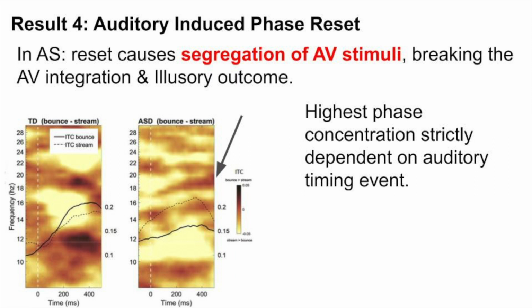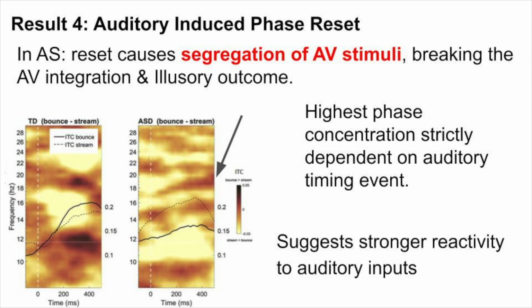The highest phase concentration was strictly dependent on auditory event timing. There was a stronger occipital phase reset of oscillations in the alpha band in segregation compared to integration groups. It suggests a stronger reactivity to auditory inputs.